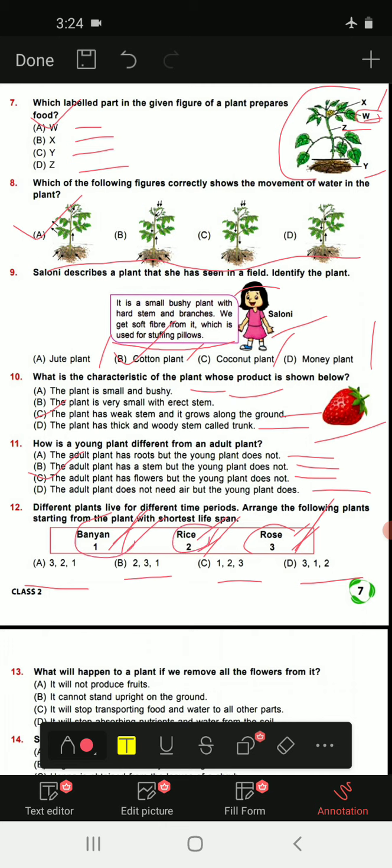So which option is correct? Option B, that is 2-3-1. So 2 is rice, 3 is rose, and last one is banyan, because banyan has a long life. It lives many years.